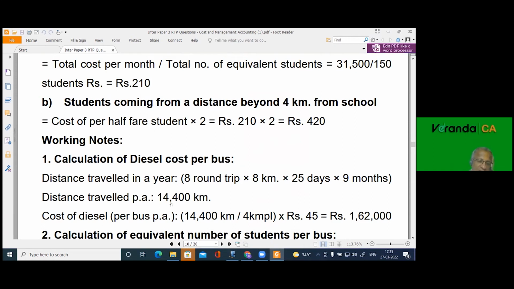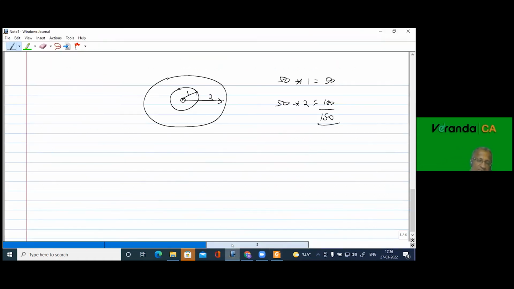So diesel cost is computed based on the 8 round trips, and one round trip is 8 kilometers into 25 days, and they operate for 9 months. So this can be confirmed so easily. So what happens? One way it is 8.